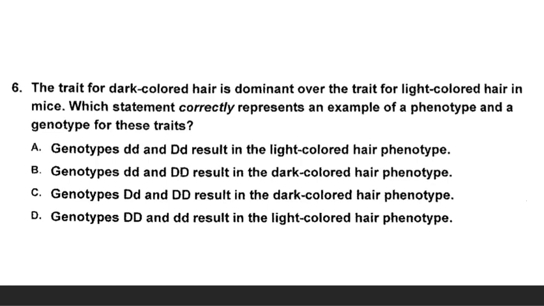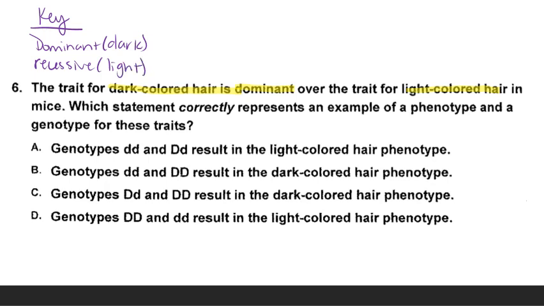Number 6, the trait for dark colored hair is dominant. So dark color is dominant over the trait for light color hair. Which statement correctly represents an example of a phenotype and a genotype for these traits? So looking at this, if we were to build a key, so a key being what exactly is going on with our dominant, we said that our dominant is dark and our recessive is light.